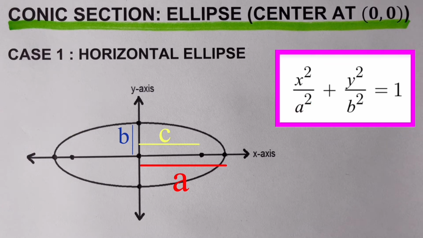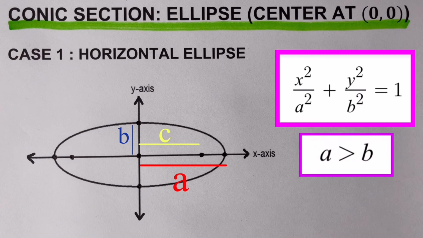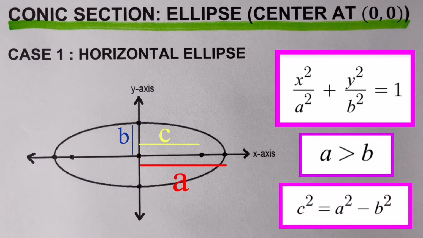We also remember that our a value, the semi-major axis, will always be greater than b, the semi-minor axis. That's always, every time. And the equation that can be used to determine the length of c, from the center to the focus, is c squared equals a squared minus b squared.